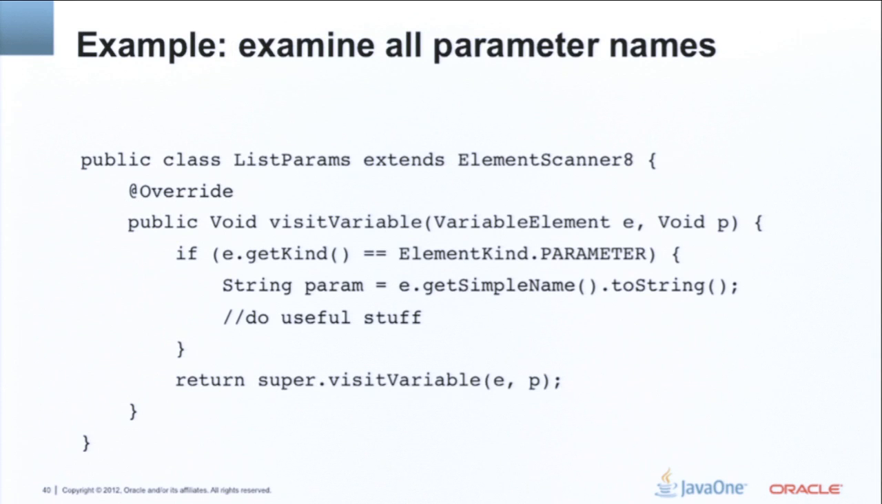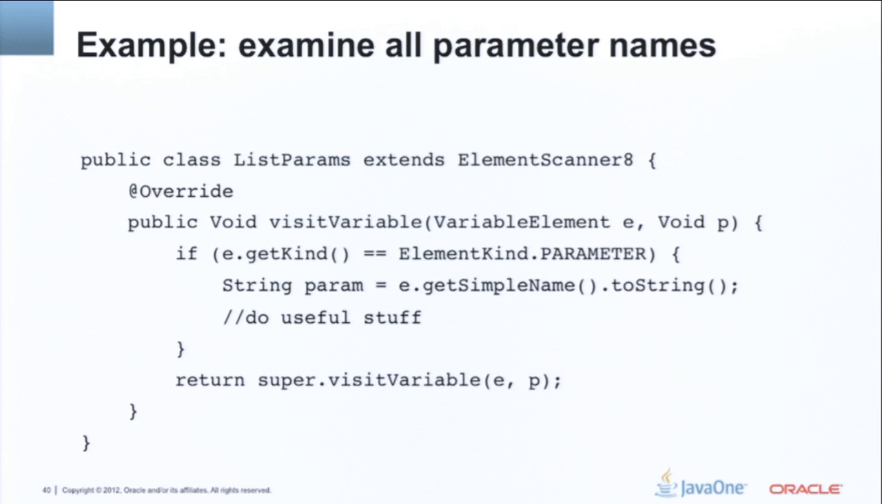At one point in time, I needed to find out the size for unique parameter names in the entire JDK. And this was sort of the perfect tool for that job. If I want to look at all the parameters in a given source file, I just override ElementScanner8, which is provided to you by the API.